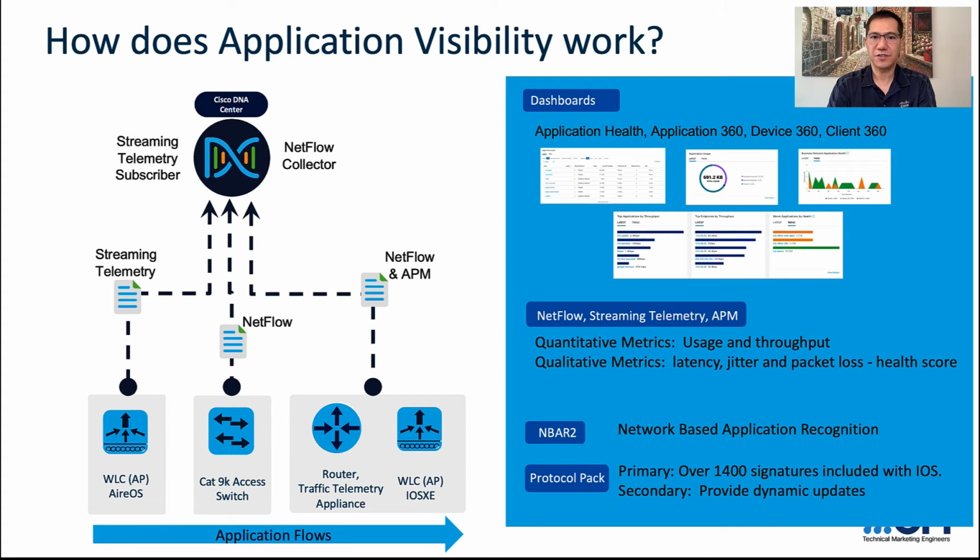Application metrics can be viewed from multiple dashboards. There is an overall health dashboard per building with summary data. Additionally, you can drill down to per application with the Application 360 page, or per device with a Device 360 page, or per client with a Client 360 dashboard.